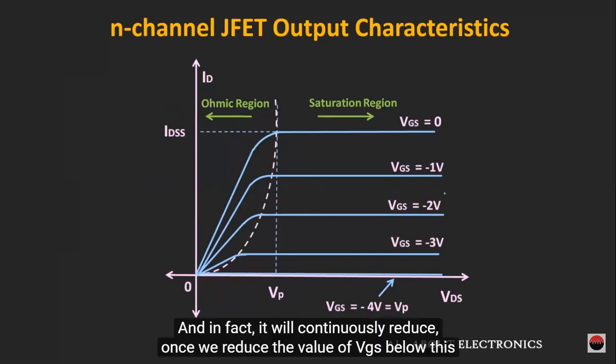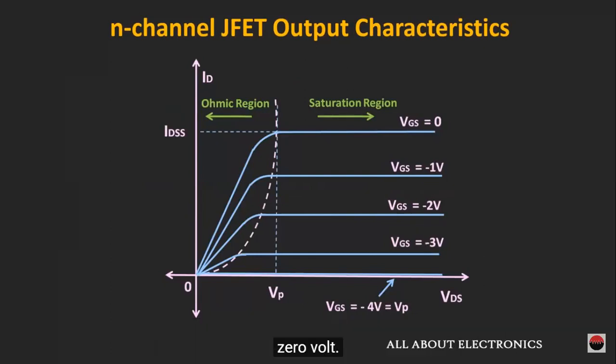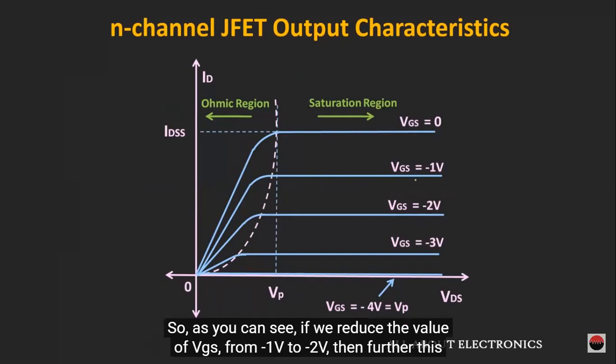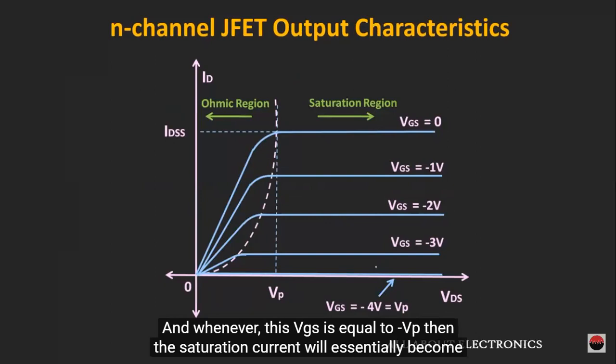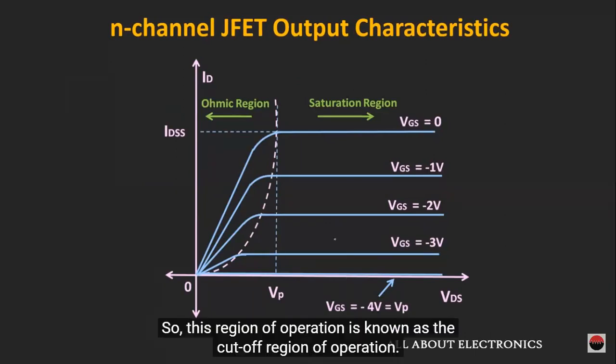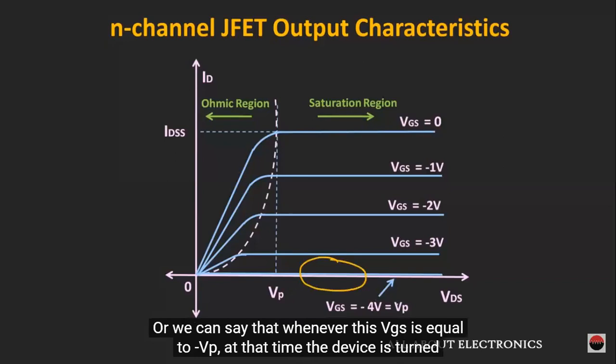In fact, it will continuously reduce once we reduce the value of VGS below 0 volt. As you can see, if we reduce the value of VGS from -1 to -2 volt, then the saturation value of the drain current will reduce further. And whenever VGS is equal to -Vp, then the saturation current will essentially become 0. This region of operation is known as the cutoff region, or we can say that whenever VGS is equal to -Vp, at that time the device is turned off.